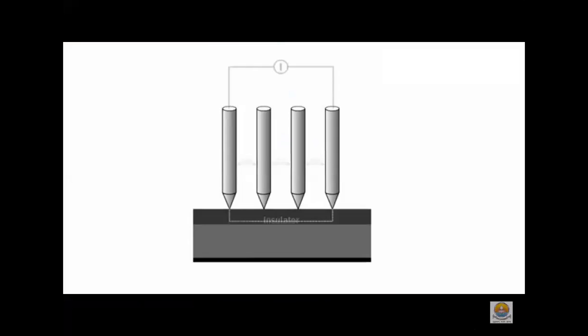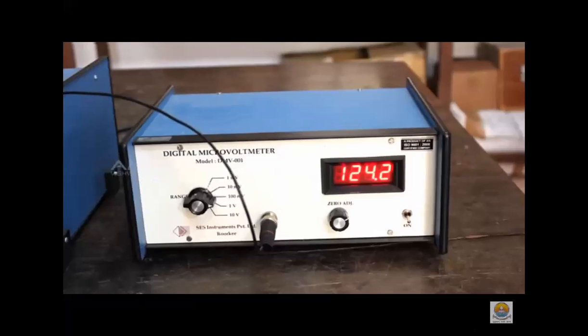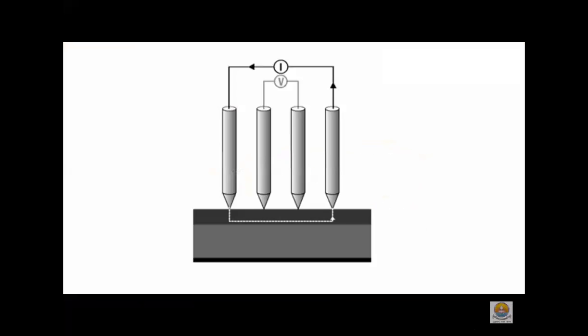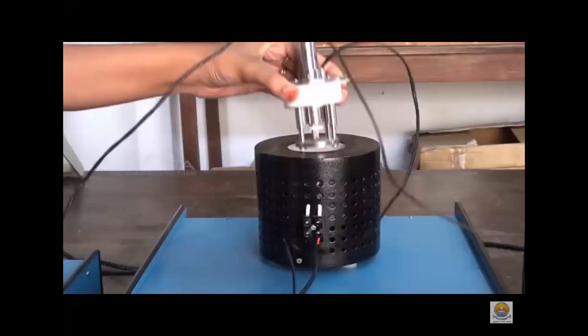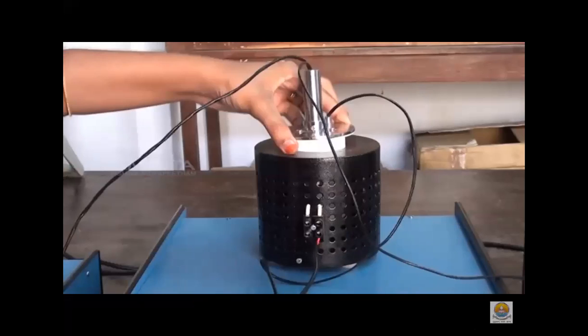See, observe carefully, guys. A high impedance source supplies the current. So the current is applied at the last two ends, and we observe the voltage at the middle ones. A digital voltmeter measures the voltage across the inner two probes, so the inner two probes measure the voltage drop. An oven is provided with a heater to control the temperature, at different temperatures.